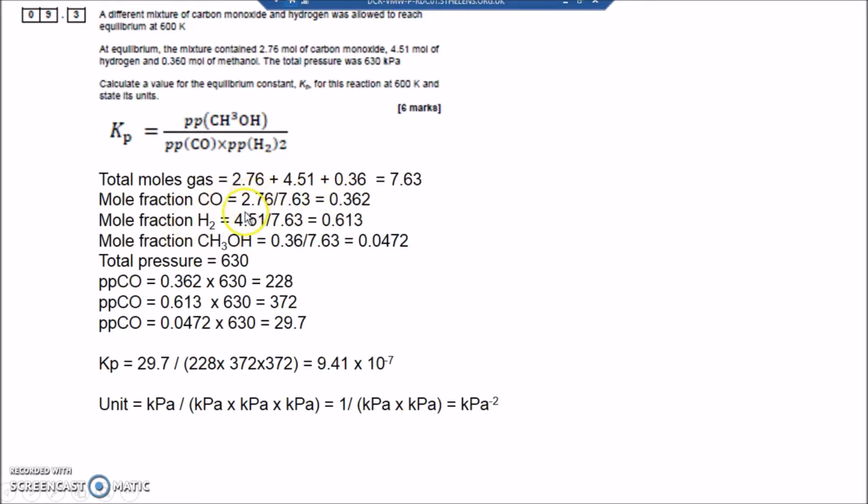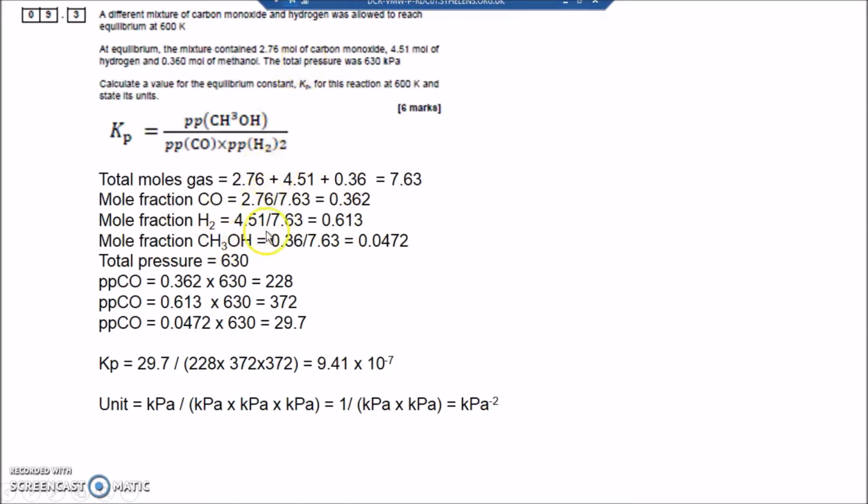Then I do the same for hydrogen. What fraction is hydrogen? Well, 4.51 moles out of the total of 7.63 moles of gas altogether. That equals 0.613. That's the fraction of gas that's hydrogen. What fraction of the gases are methanol? I've got 0.36 moles of methanol out of 7.63 moles of gases. I've got 0.0472. That's my mole fraction, the fraction of the gases that are methanol.